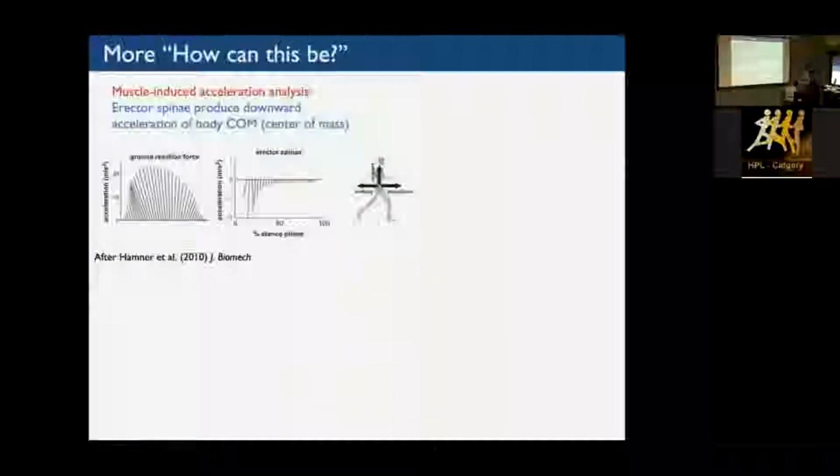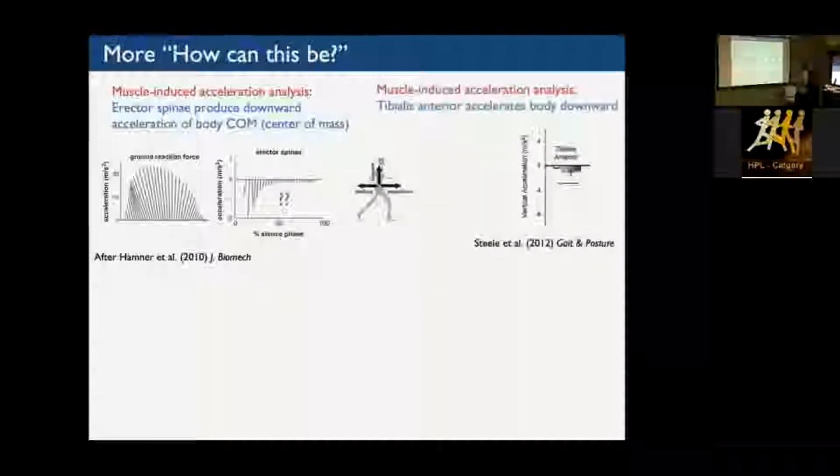Another example of muscle-induced acceleration analysis is that you can break down the contributions of the different muscles to the ground reaction forces. And the result of that is that the erector spinae, your spinal muscles, actually contribute negatively to upward acceleration of the center of mass. And that also is kind of puzzling. You could do the same thing with other muscles. This is an analysis of the tibialis anterior, which shows that it accelerates the body downward. Again, somewhat puzzling.